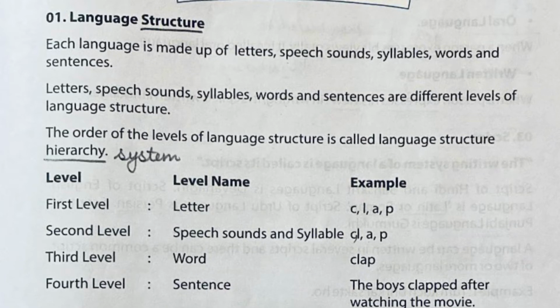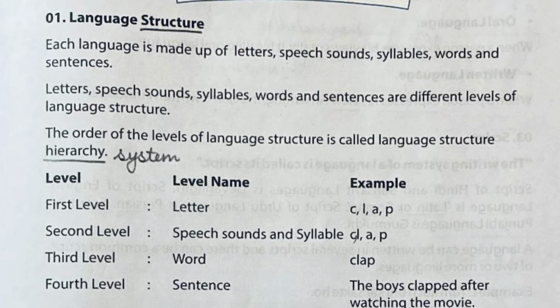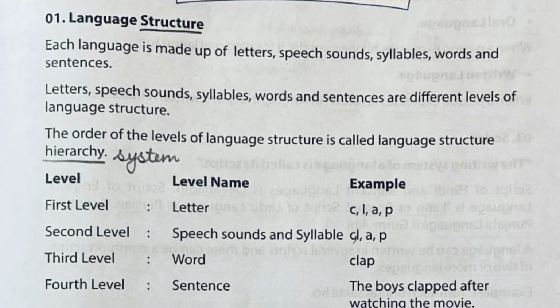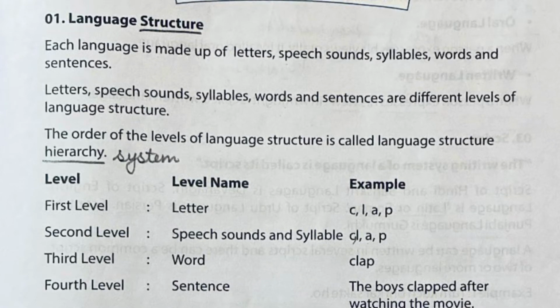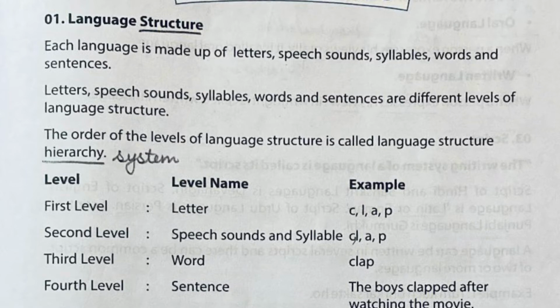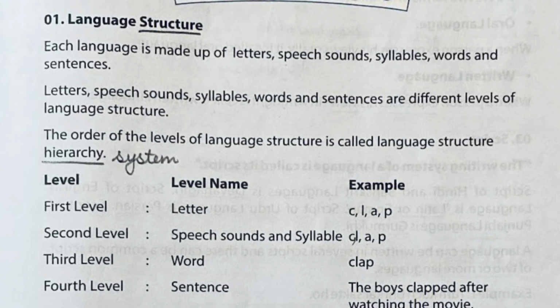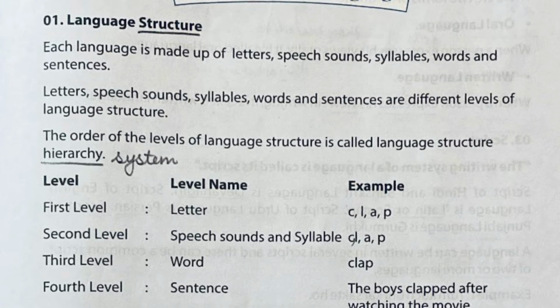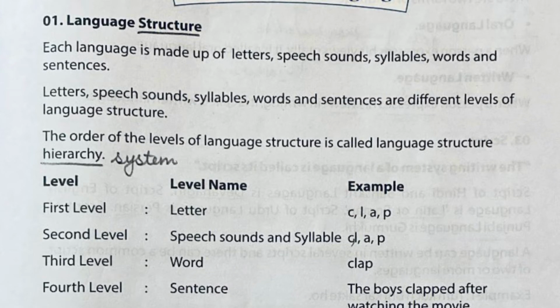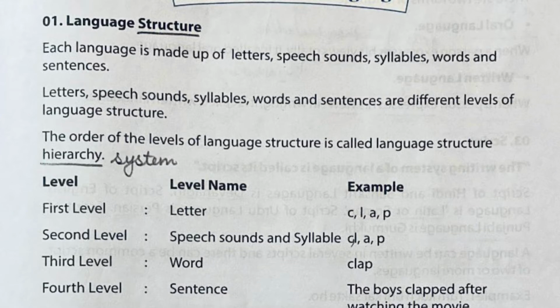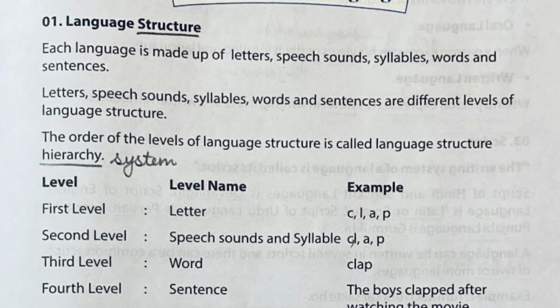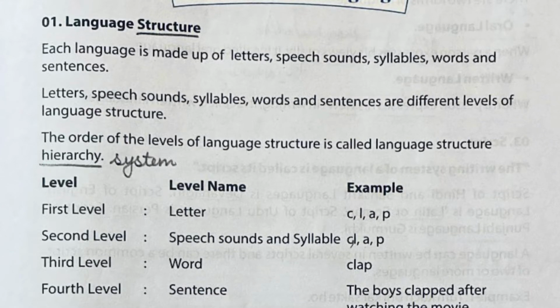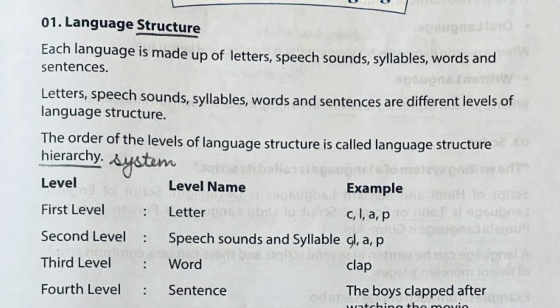So now we are going to know the levels. How many levels are there? Levels, names and examples. First of all, the first level is of letter. ठीक है, जो first level है वो letter का है. So in this word, they have picked up some random letters like C, L, A, P.